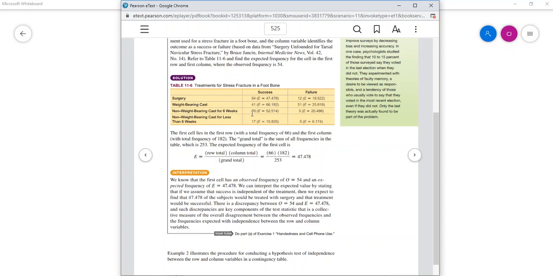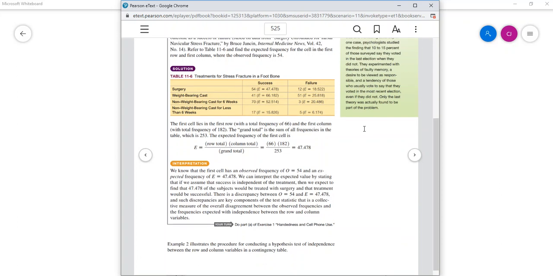If we take 70 plus 3, 73 times 182 over 253, we get 52.541. And then if we take, this is 17 and 5, so we take 22 times 182 over 253, we get 15.82. And so it's pretty straightforward. You run through a few of these, you'll catch on to that. All right, so you got the expected values. Now we're ready then to do the hypothesis test.